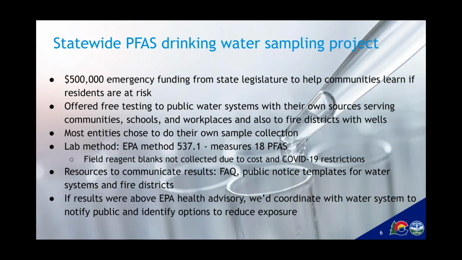And so because of that, to get more information, we were given $500,000 from the state legislature, emergency funding, essentially to look statewide and see where we have impacts to drinking water. And so communities can learn if their residents are at risk. With this money, we offered free testing to all public water systems that are community or non-transient, non-community. So those are the ones serving schools and workplaces. And the testing was for systems that have their own sources, so not ones that are purchasing water from another entity. And we also opened it up to all the fire districts with wells that were interested in testing.